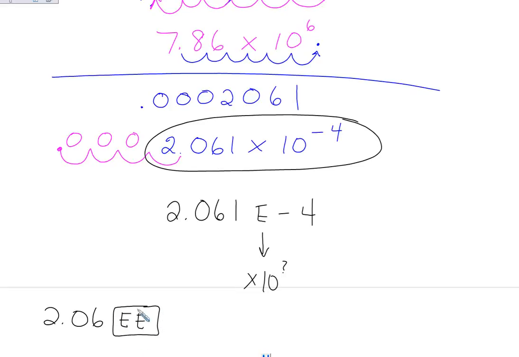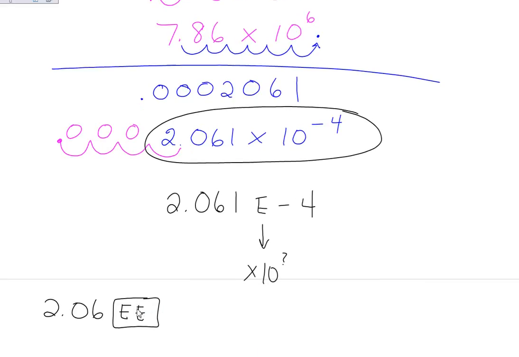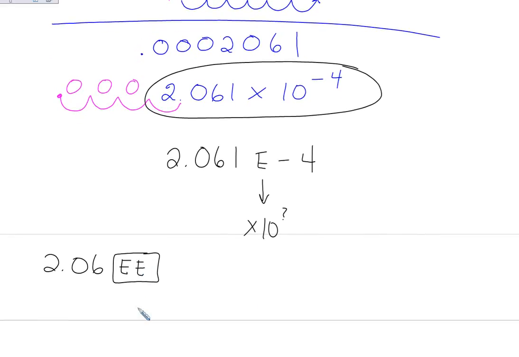And that means times 10 to the what? And then after, you just enter the exponent. We'll see, 2.061. And then I just say EE -4. Done. That EE key is for scientific notation specifically. That means 2.061 times 10 to the -4. This button means times 10. And you only have to enter the exponent.